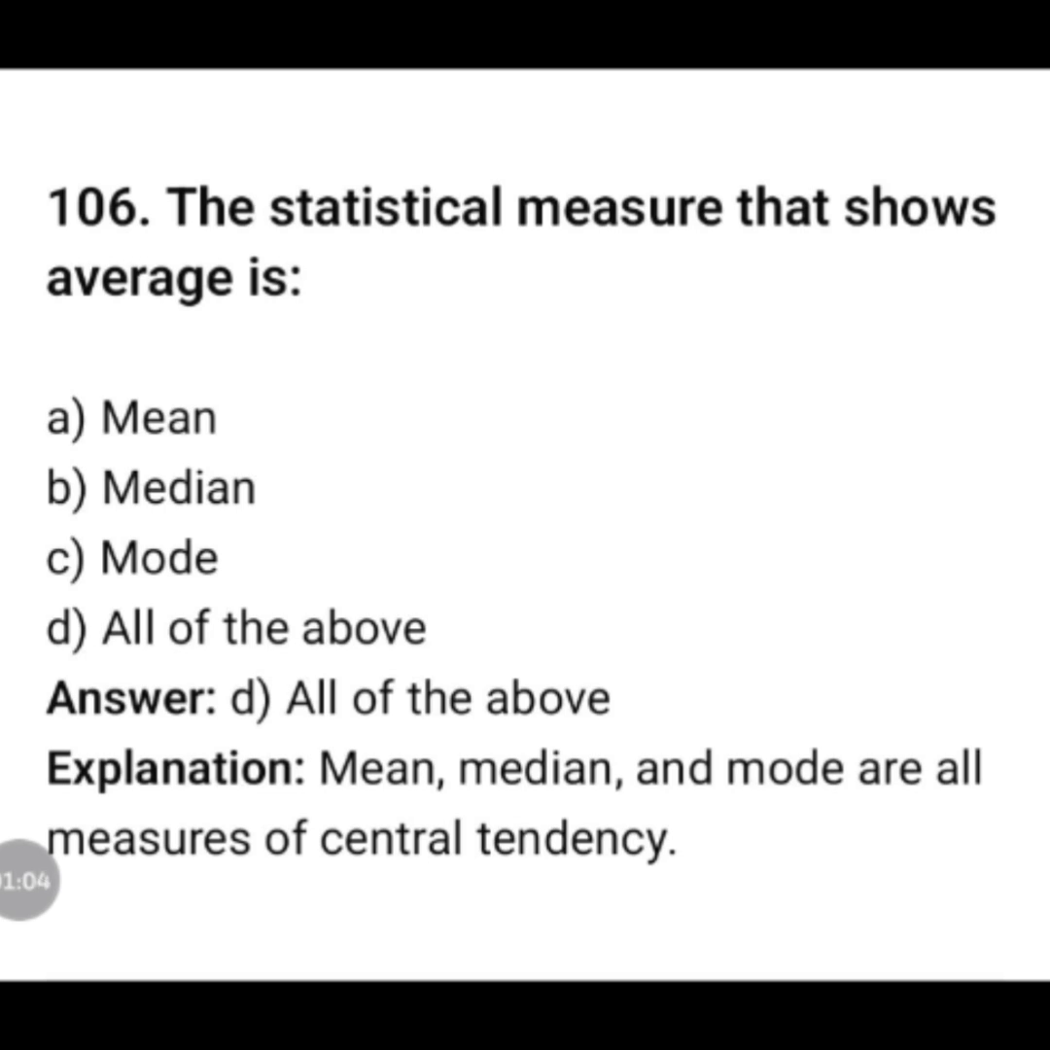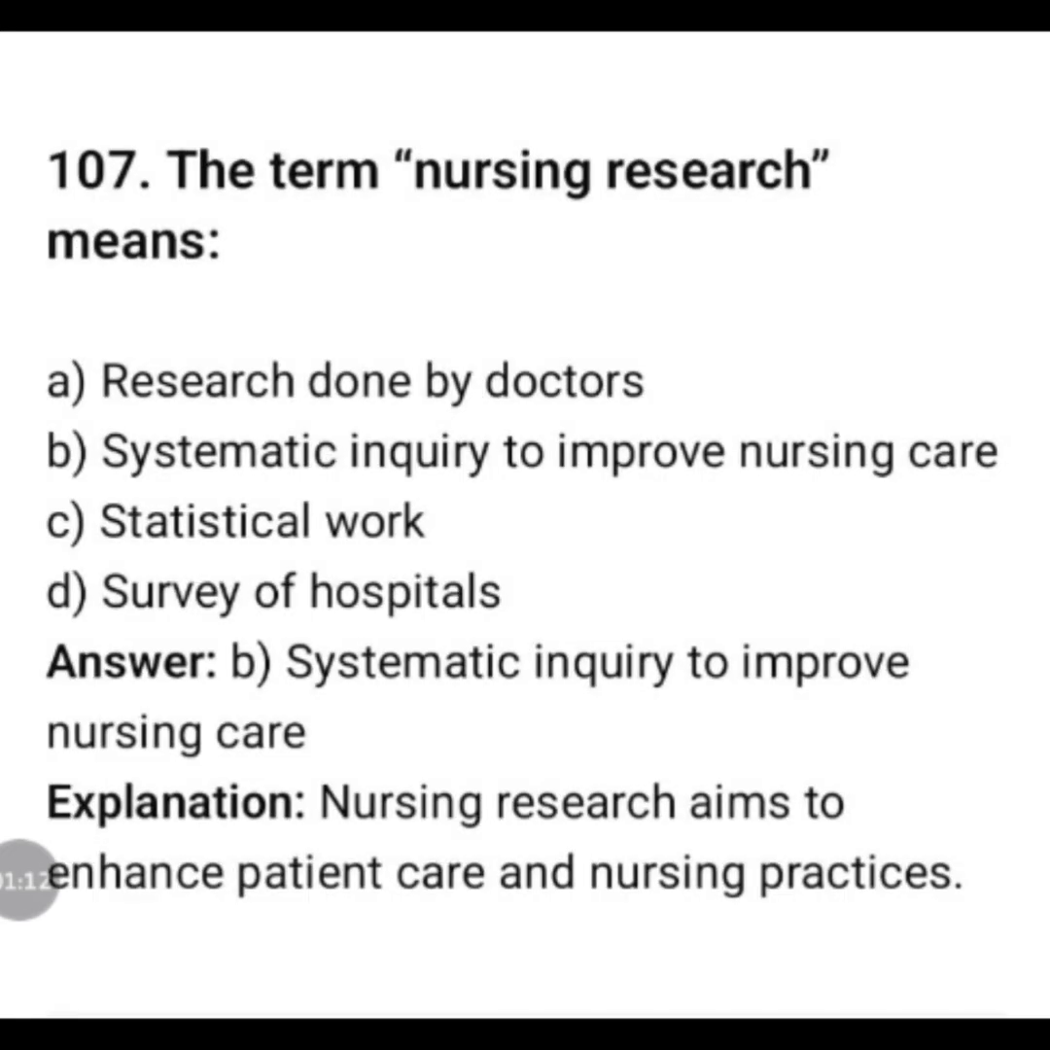The statistical measure that shows average is mean, median, mode, all of the above. The correct answer is option D, all of the above. Mean, median, and mode are measures of central tendency.